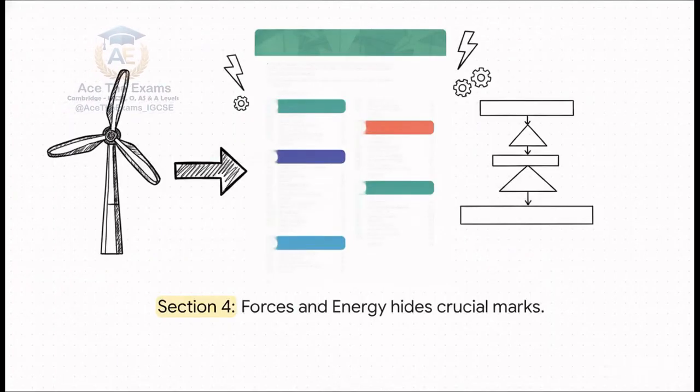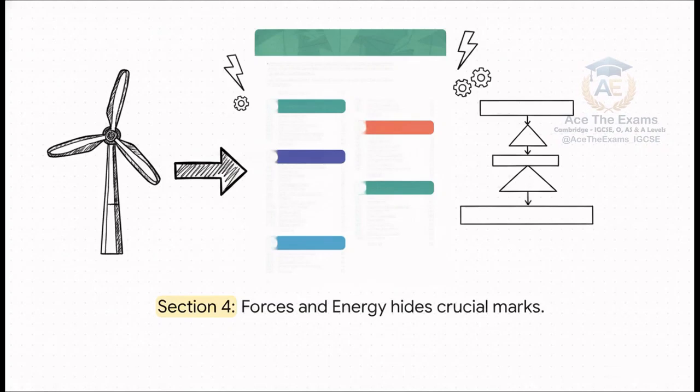Okay, let's dive right into this. Section 4, Forces and Energy, is exactly where these crucial marks are hiding. This isn't just about casually knowing what a wind turbine looks like, right? It's about totally mastering Section 4.2 on energy transfers and 4.7 on energy resources. The specific part of the syllabus is the exact battleground where your final grade is decided, simply because it combines conceptual physics with, well, really precise data representation.